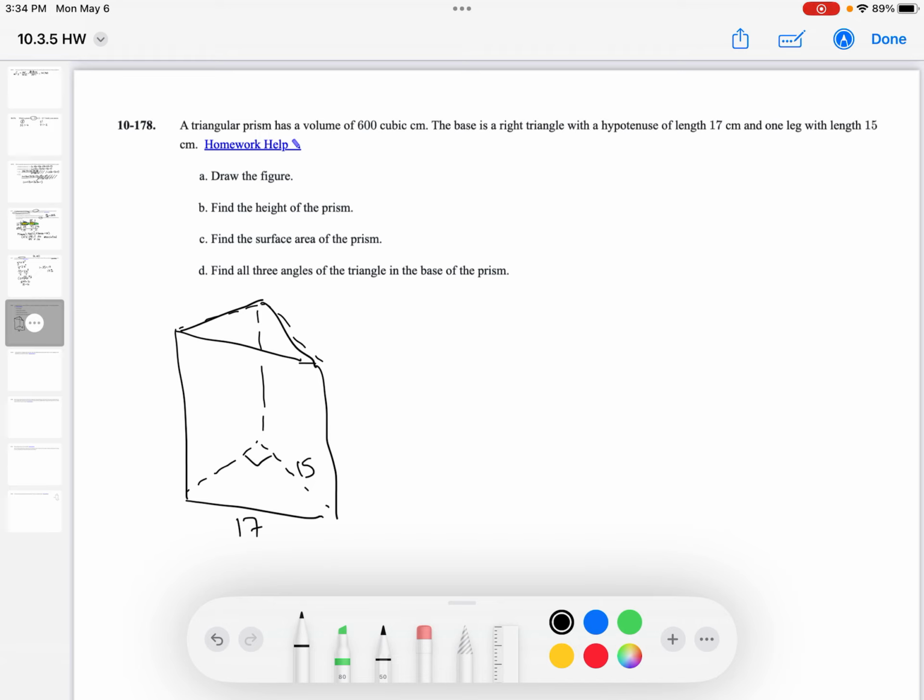Okay, well, what do we know? What relationships do we know? We do know that the volume of a prism is the area of the base times the height. And we know the volume is 600. What is the area of the base? Well, we need to find this other leg first. We'll call this x. Using the Pythagorean theorem, 17 squared equals 15 squared plus x squared. I subtract 15 squared and take the square root. It turns out this is actually a Pythagorean triple, and I get that x equals 8.